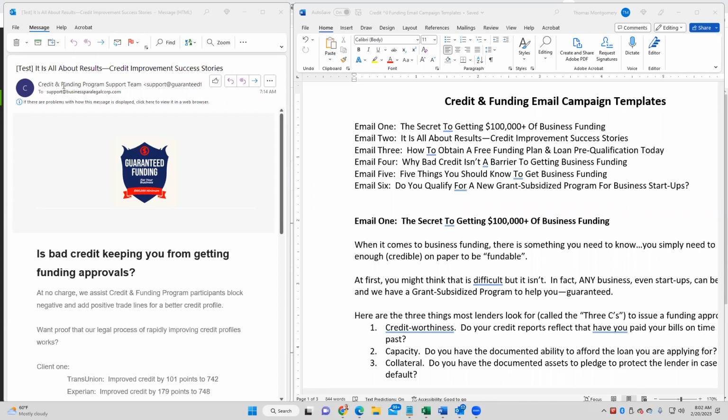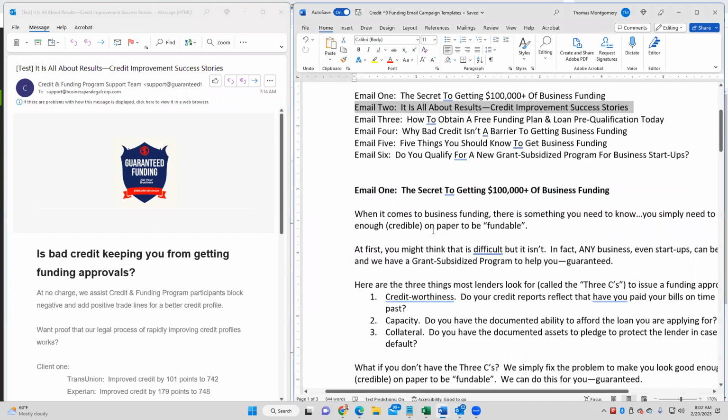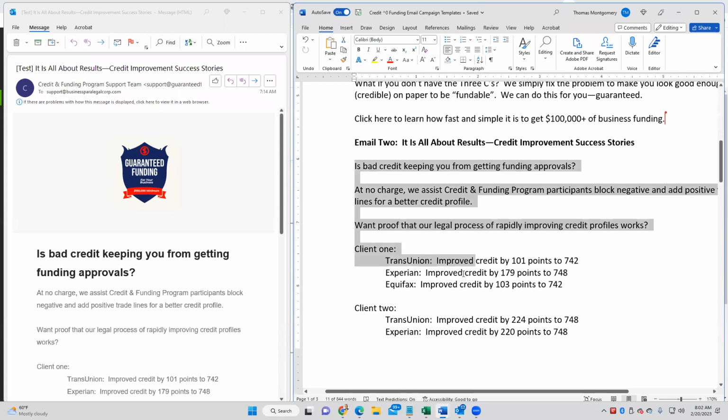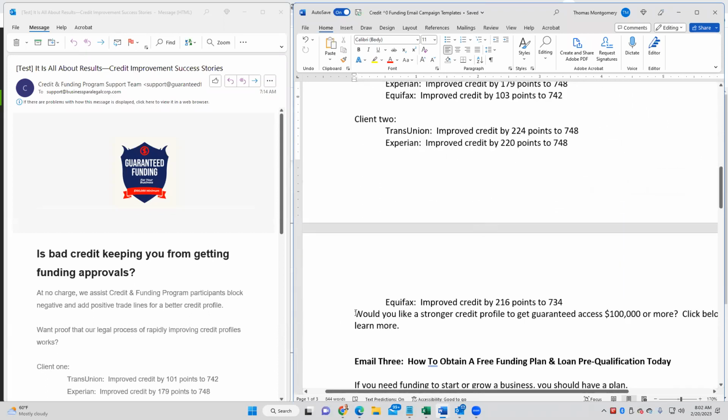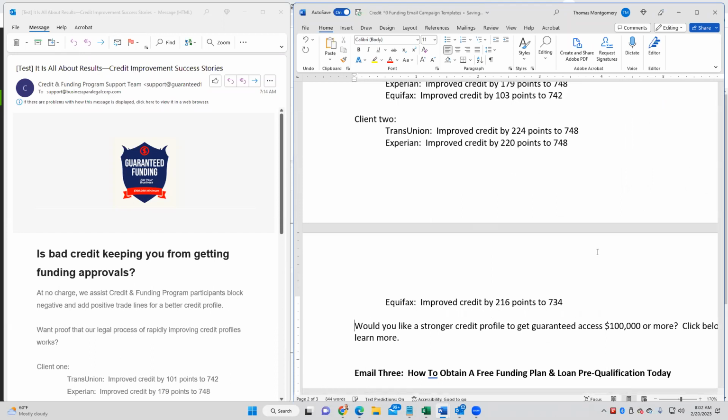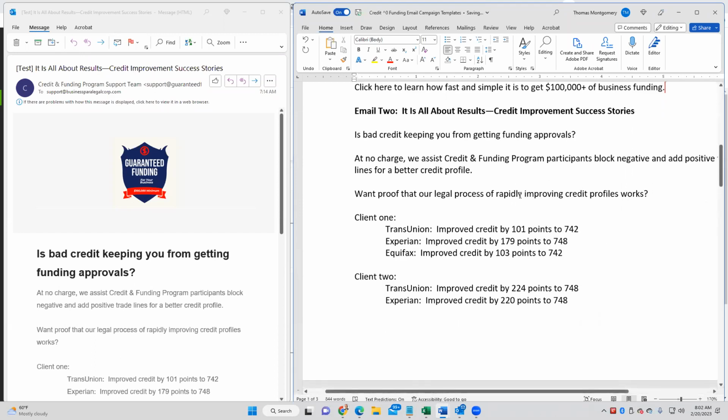For example, we just sent out this morning email 2 to our database. You'll see this was the test, of course, but it's all about results, credit improvement strategies. That reconciles to this, and then we'll get down to it in a moment. But here's the actual copy and paste content. If you wanted to do your own campaign, we can provide this to you free, of course.